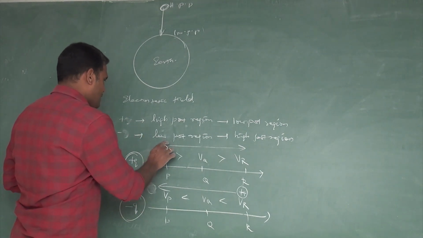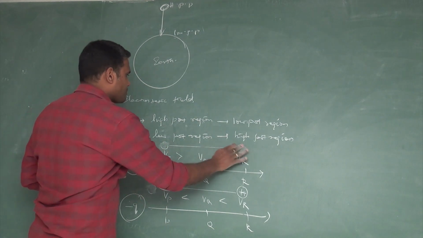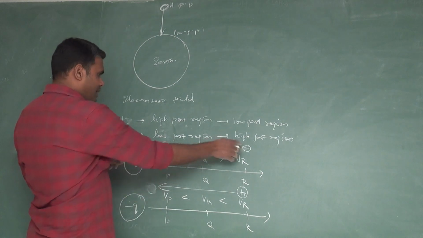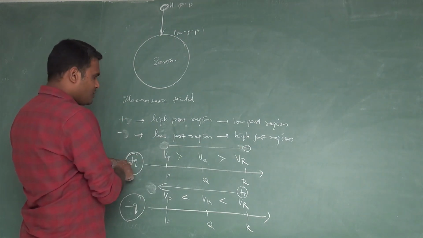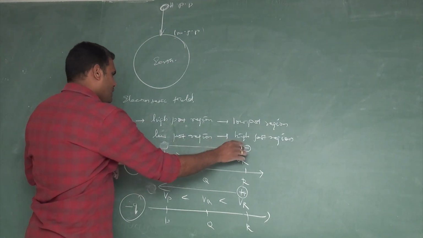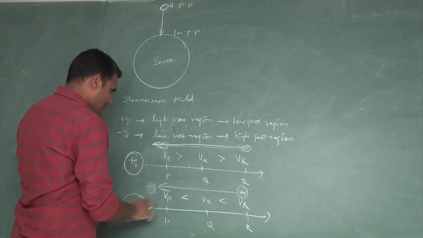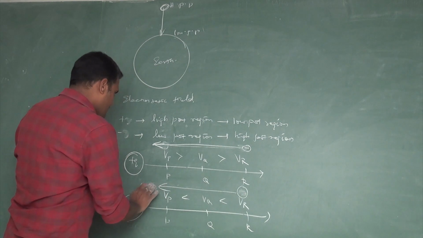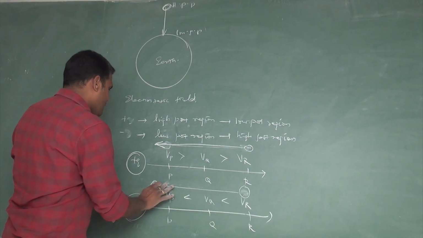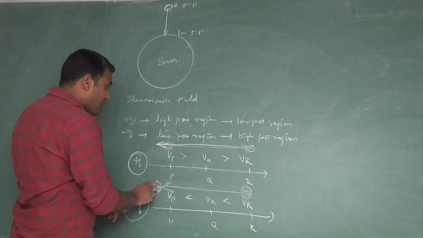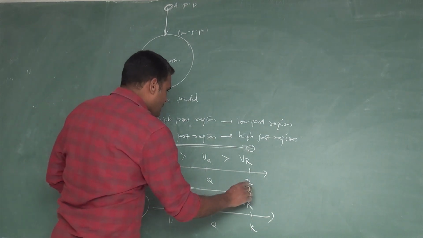If it is a negative charge, what will happen? I am placing a negative charge here. A negative charge will be attracted by the positive source charge. So a negative charge will tend to move towards the charge. In this particular case, if I place a negative charge over here, the negative source charge will repel the negative charge, so it will be moving along this direction.